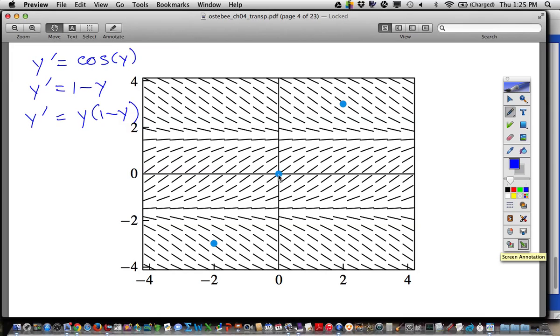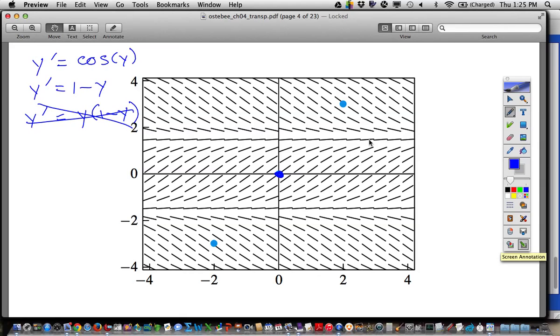Because right here, at this point, y is 0. So if I put in cosine of 0, that's 1. Does that look like a slope of 1? It does. Put a 0 in here. Oh, okay, well, could be one of those. We'll put a 0 in here. 0. That's definitely not it. Okay, so now I better pick another point.